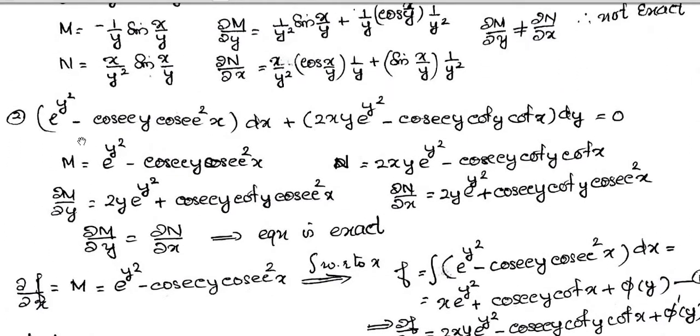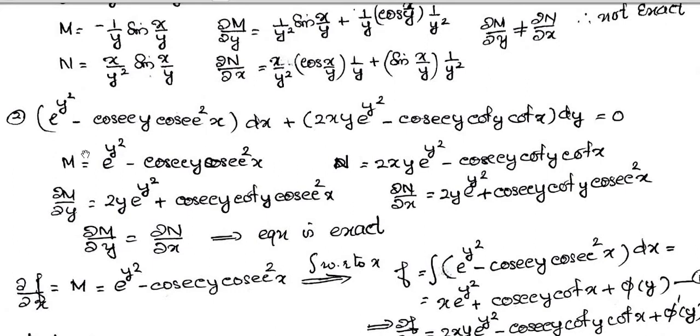Next problem, there are so many functions, products of two. First it is (e raised to y square minus cosec y cosec square x) dx plus (2xy e raised to y square minus cosec y cot x) dy equal to 0. M is this one and N is 2xy e raised to y square minus cosec y cot x.